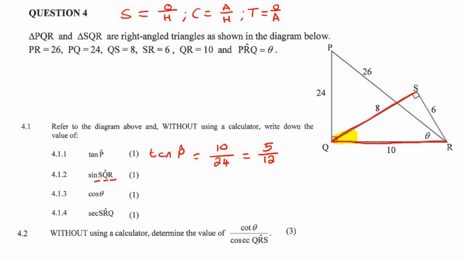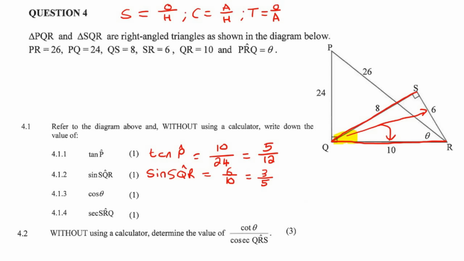So sin, we know, is opposite over hypotenuse. So opposite over hypotenuse. And so that's going to end up being sin of angle SQR is going to be opposite over hypotenuse. And if you had to simplify that, that's going to give you 3 over 5.